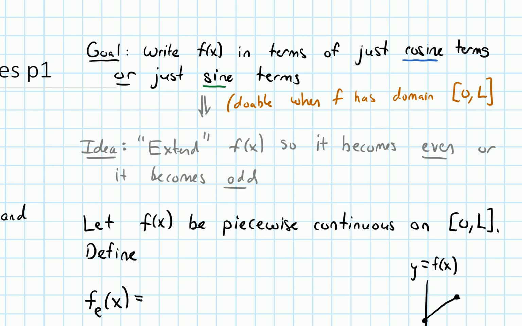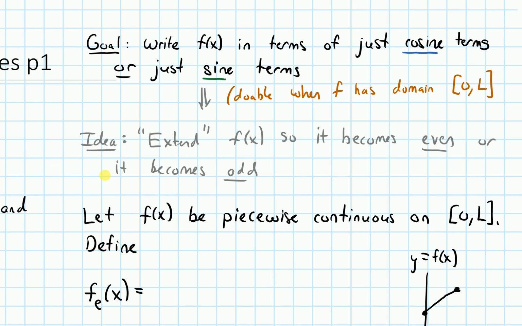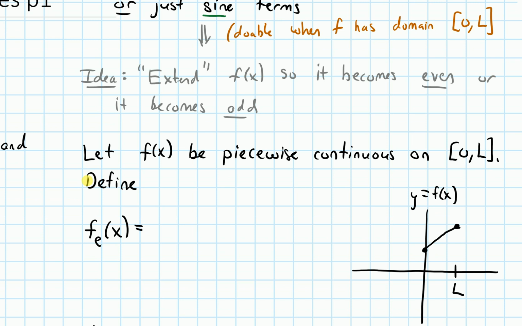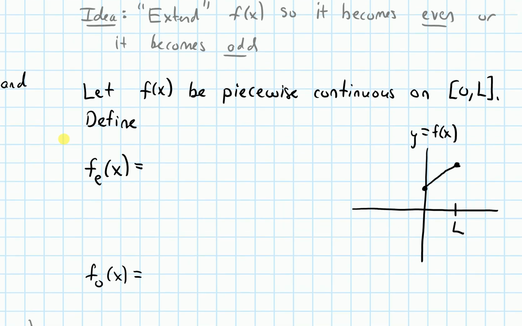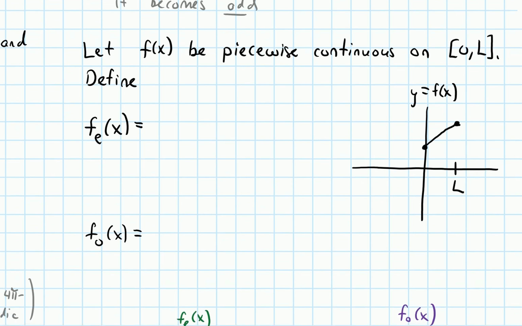Okay, so now this is going to take us to the idea of extensions. So let's let f of x be piecewise continuous on the interval from 0 to L. So I'm going to define two functions. One of them is called f sub e of x, so f e of x, and the other one is f o of x. So the idea behind this is I want this function f e of x to be even. And I'm going to want the function f o of x to be odd.